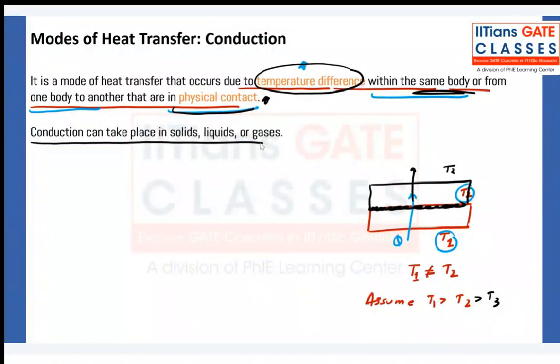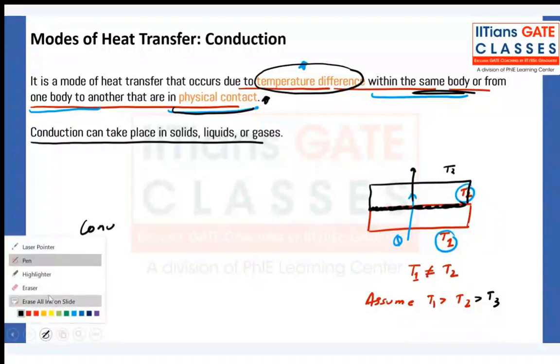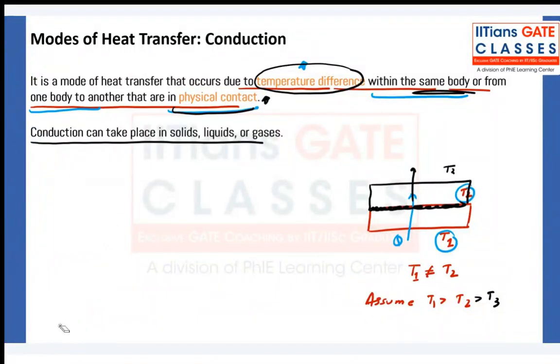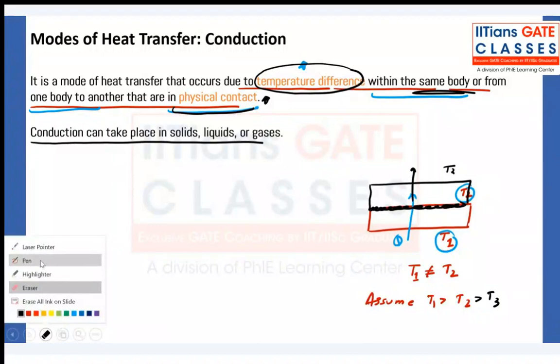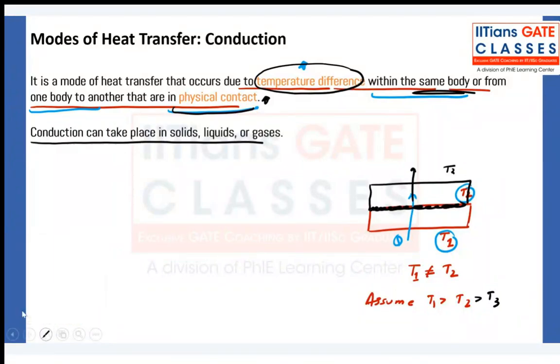Should the phase of the bodies in contact be the same? No, it is not a necessary condition. We are going to see that when we go to convection. We will come to that, don't worry about it, I'll answer your question there. So conduction will happen in solids, liquids, and gases.